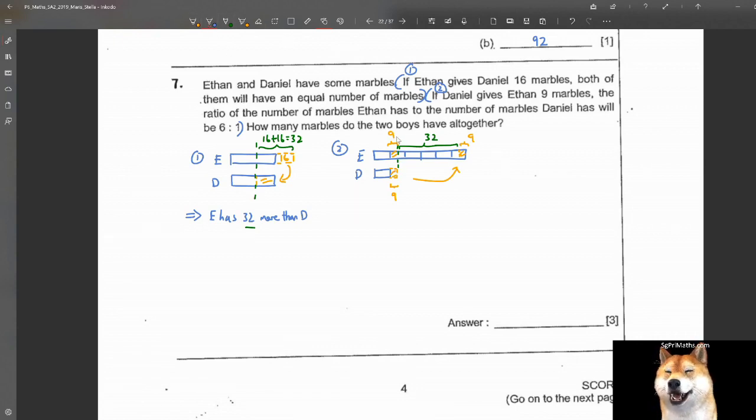The question asks how many marbles the two boys have altogether. So when we look at the model, 1 unit, 2, 3, 4, 5 units. We can find out the value of 5 units, which equals 9 plus 32 plus 9. This will give us 50. 1 unit will be 50 divided by 5, which gives you 10. And we need to find 7 units, which equals 10 times 7 equals 70. And that's it.